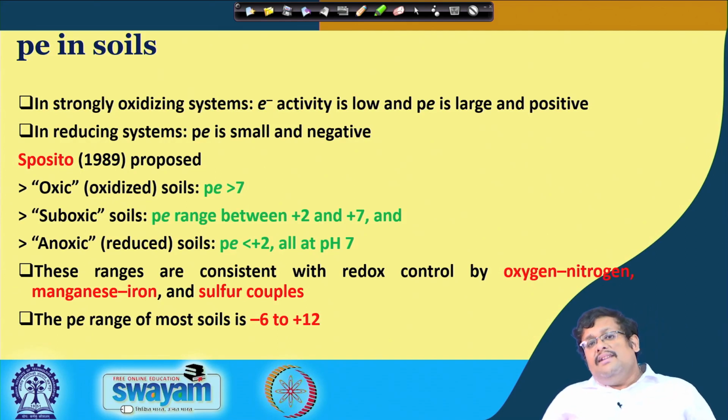So, I hope you have learned something new in this lecture. We have defined reduction and oxidation and how oxidized and reduced species coexist to govern the redox reaction. We discussed what redox potential is and what its values are in different conditions, then the EH pH relationship, and then we defined pe and how pe varies in soil.